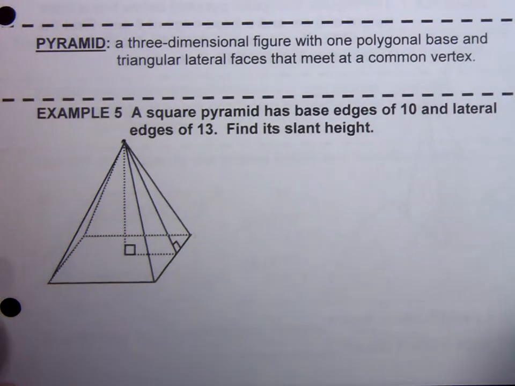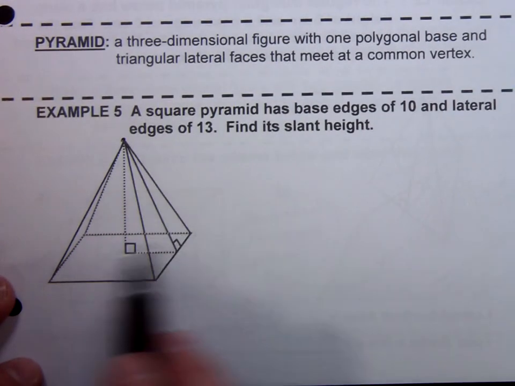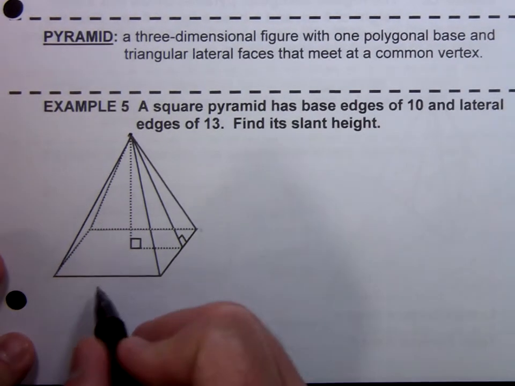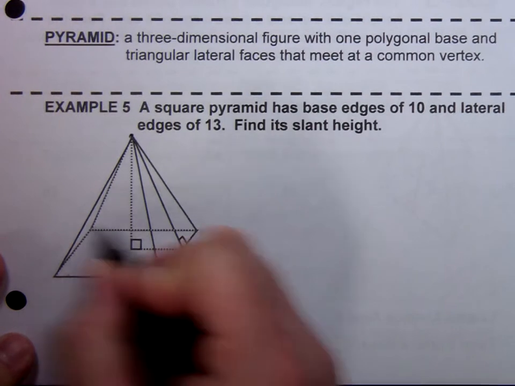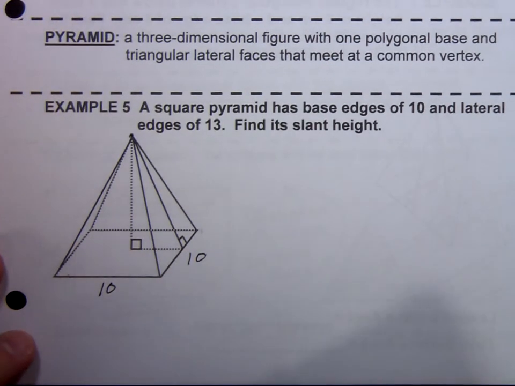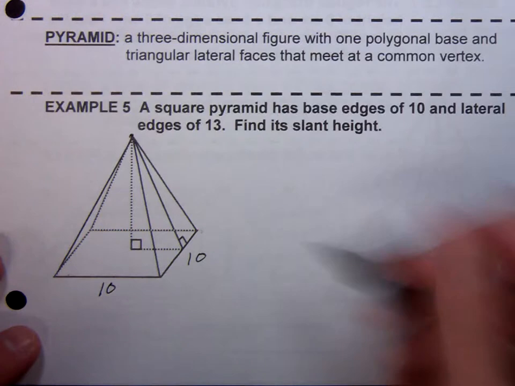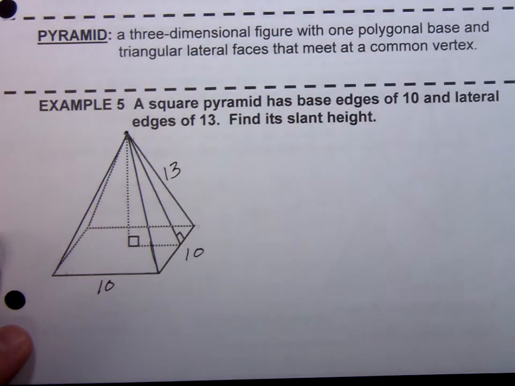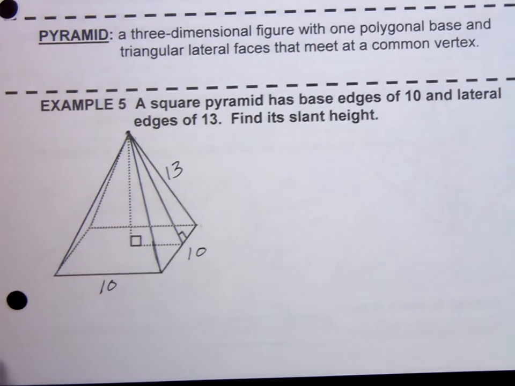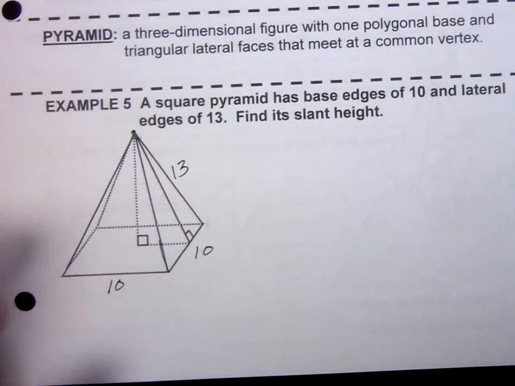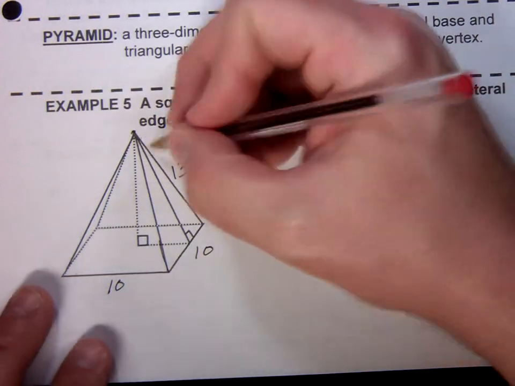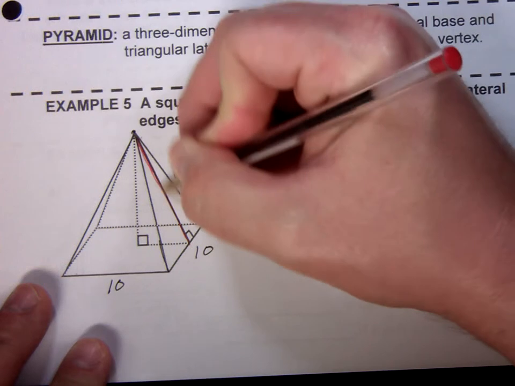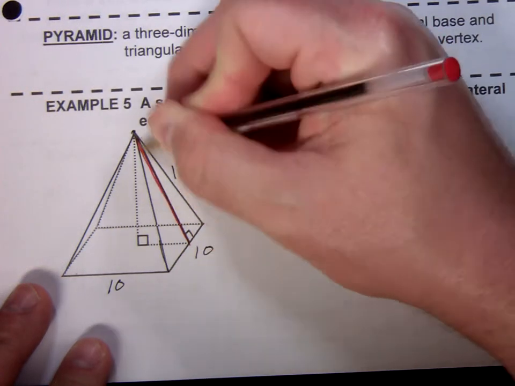Alright. This is a square pyramid because the base is in the shape of a square. It has base edges of 10. So each edge along this base has a length of 10. It's got lateral edges of 13. Each one of these lateral edges is going to be 13. And we want to find its slant height. Now the slant height is the height of those lateral faces, the height of those triangles. So this right here, that I'm tracing in red, that is the slant height that we were trying to find.